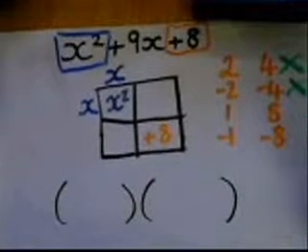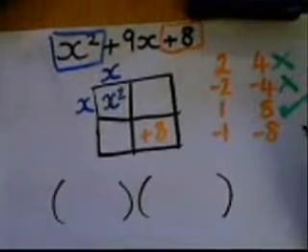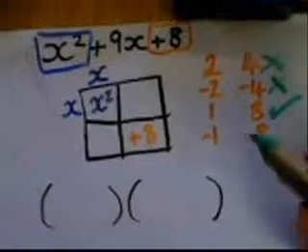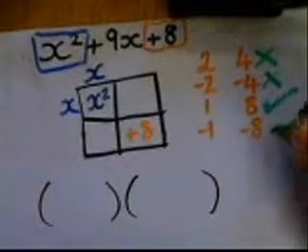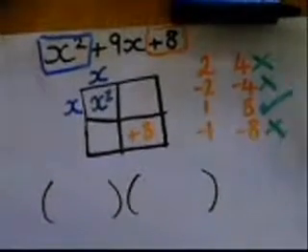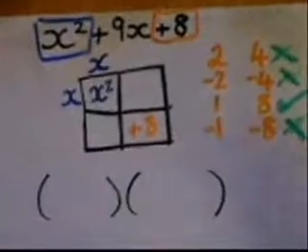1 add 8. 1 add 8 does make 9, so that's correct. We just check the last one to make sure we haven't gone wrong. Minus 1 add minus 8 is going to be minus 9, so that's wrong. So the pair 1 and 8 are going to add together to make 9.